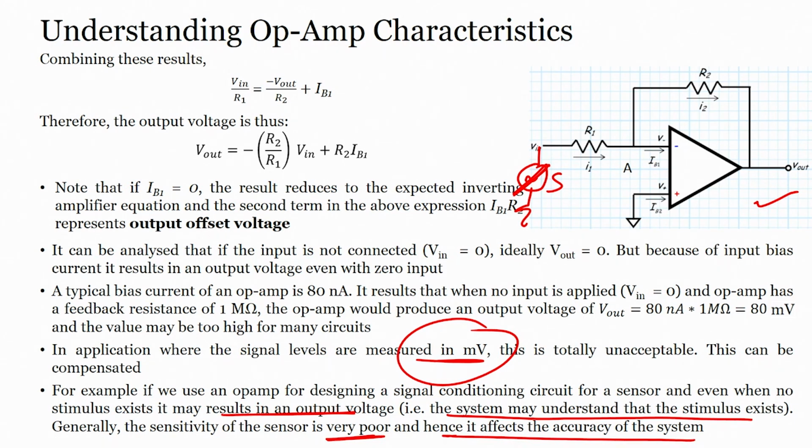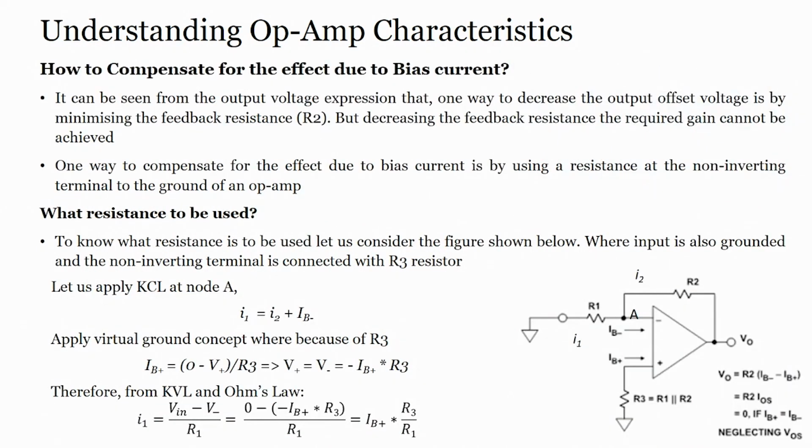So, this is an example of how the input bias current affects the overall performance of the amplifier. Now the question is, if that is the case, we have to compensate for the effect of input bias current. How to compensate for the effect of input bias current, that is the question.